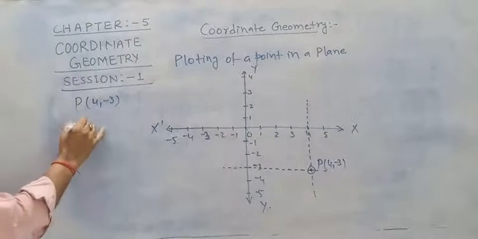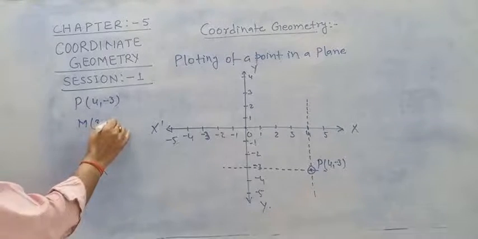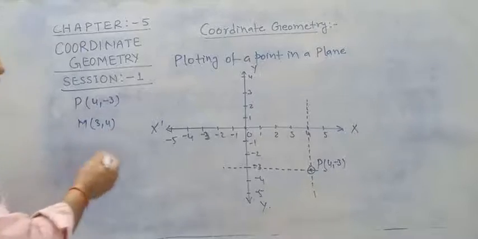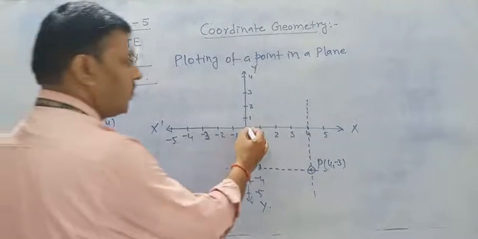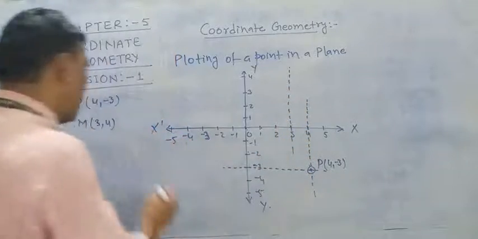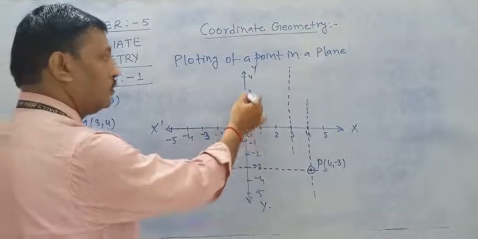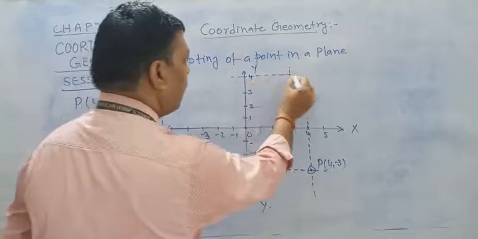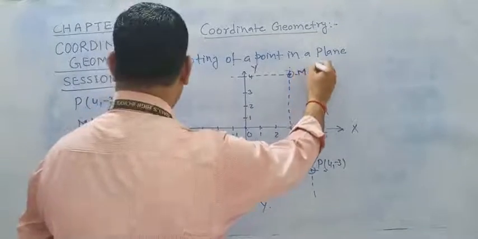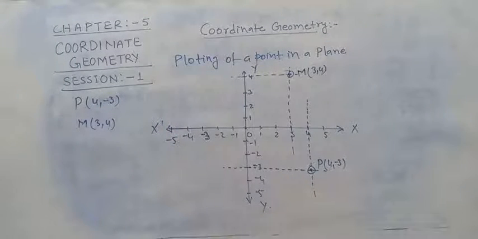Suppose this point M is (3, 4). So how can it be represented? Once again, both are positive, so it lies in the first quadrant. We count 1, 2 and 3 units, and a perpendicular is drawn to the x-axis. The ordinate is 4, so we count 4 units on the y-axis on the positive side, 1, 2, 3 and 4, and draw the perpendicular to the y-axis. The point of intersection represents the point M, which is (3, 4). Similarly, we have to plot points in a plane.